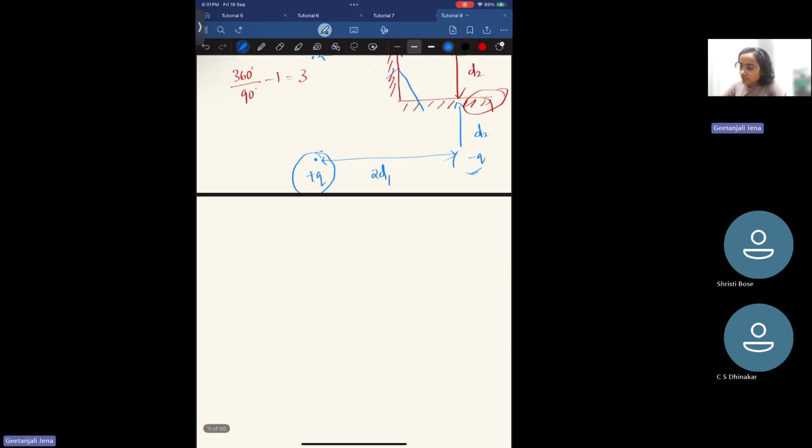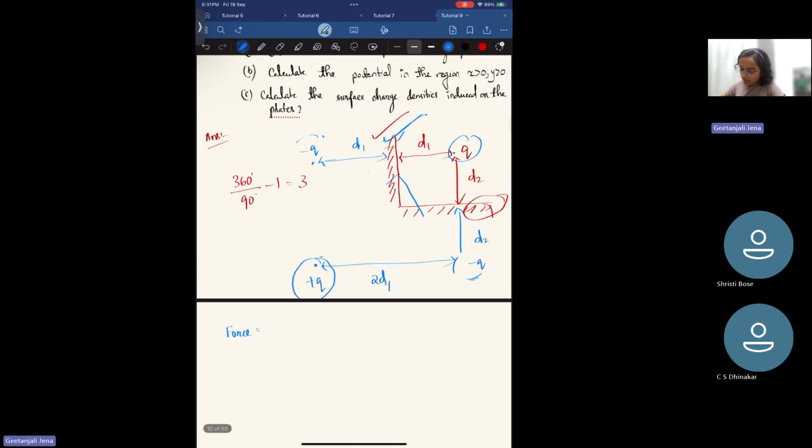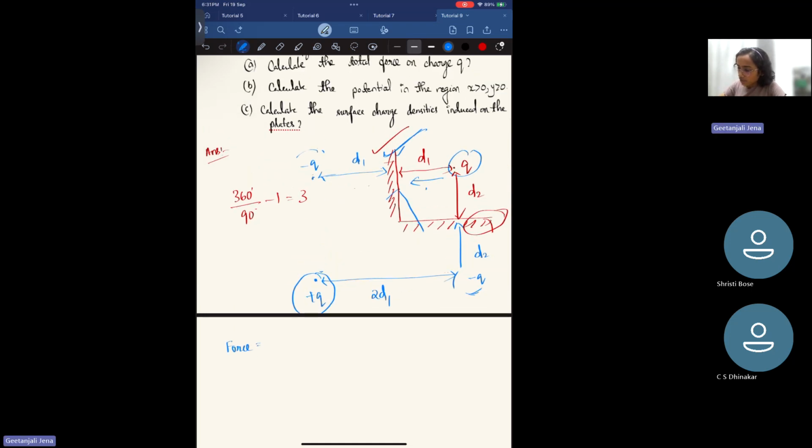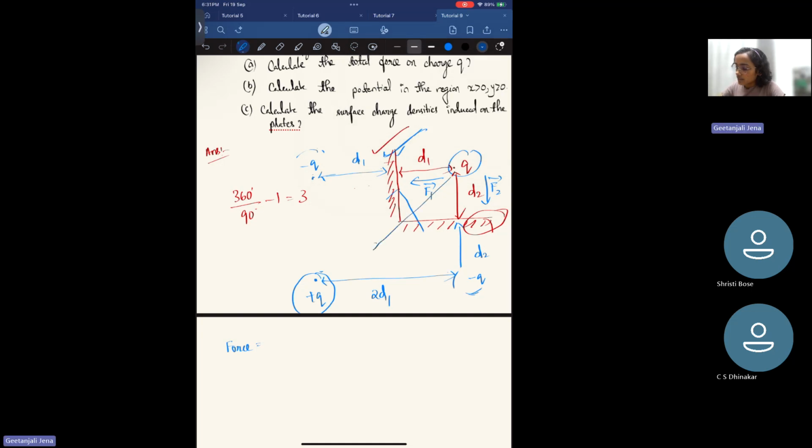So to find out the force, it's now easy because you know the coordinates of all these image charges. Force will be, let us say, this will give an attractive force F1. This will be F2, and this is F3. Okay, so this won't be attractive, right? So this is a repulsive force. So that means this is in this direction.